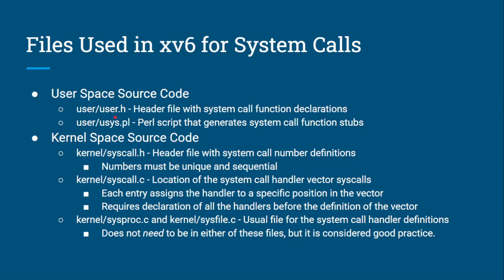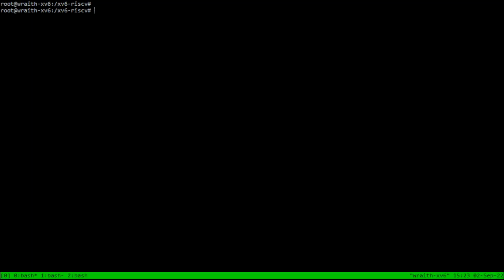Let's start with user.h. This is in the user subdirectory. User.h is a header file that contains the system call function declarations. These system call function declarations give you an idea of what the system call should look like. So let's go to our terminal and we'll take a look at user.h.